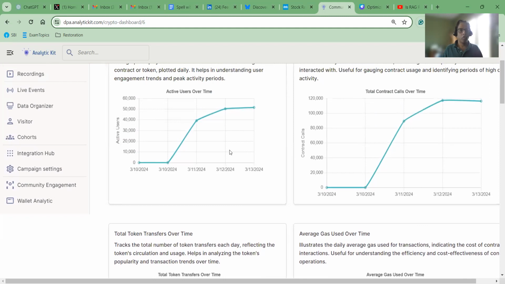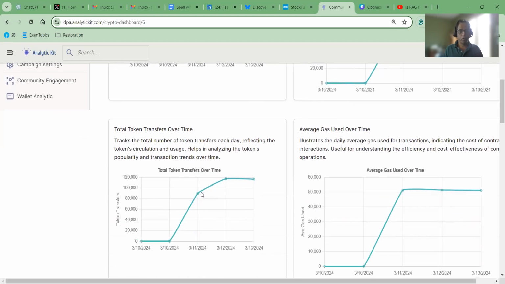But for now, you have to manually check, okay, for March 10th, the total number of average users is 0. And then for March 11, it went to 45K. And similarly, the total contract calls went up. And the total token transfer over time also went up on March 11th. Similarly, the average gas used over time on March 11th went up. So you can correlate the data points from multiple different graphs.